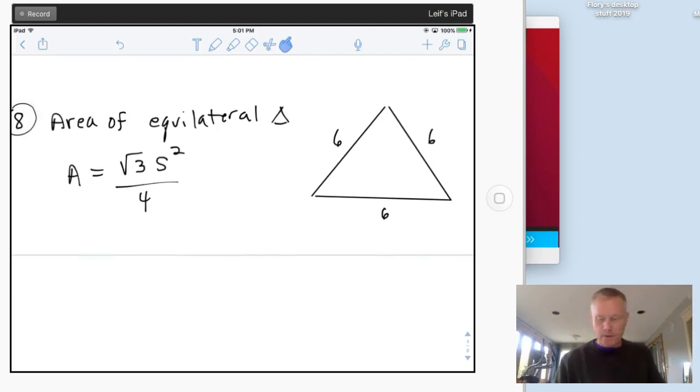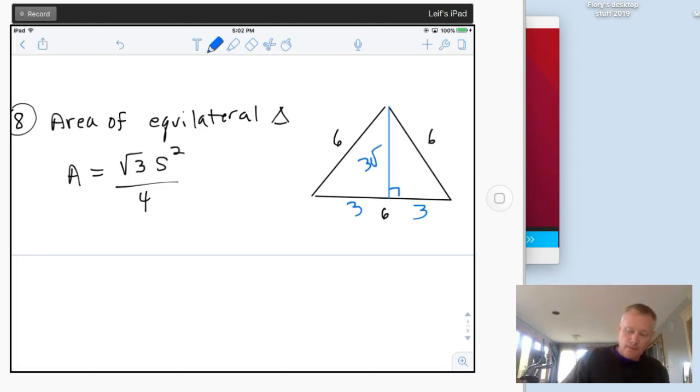So there's an equation for the area of an equilateral triangle, and it's this: square root of 3 times side squared over 4. It's not that complicated. If this is a 30, 60, 90 right triangle, then this is going to be 3, and this will be 3, and this will be 3 root 3. So if you take 1/2 the base times the height, that's where the 1/2 comes from. And anyway, you can quickly come up with it that way.